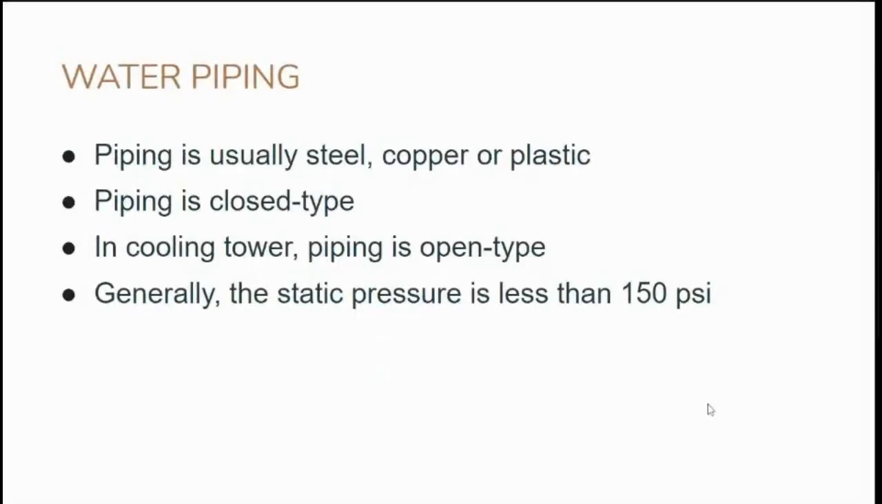Water piping is another important factor that we should concentrate on in a chilled water plant. The piping is usually made of steel, copper, or plastic. Piping is usually closed type, except in the case of the cooling tower where the piping is open type. And the piping should be such that it withstands a static pressure of around 150 psi.